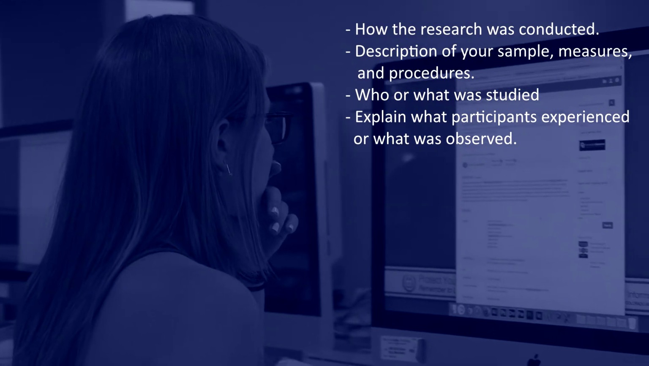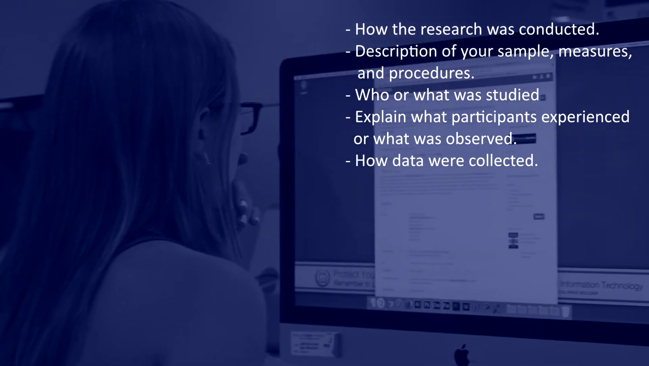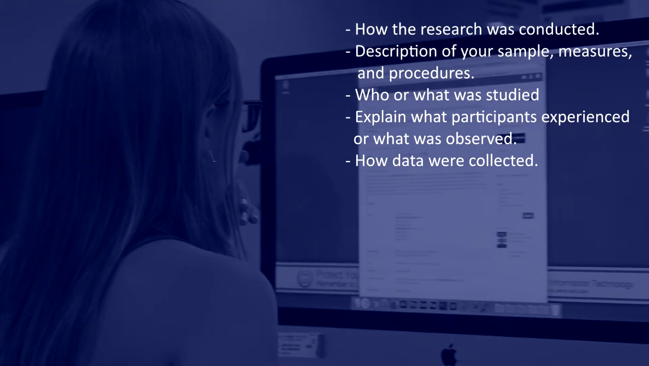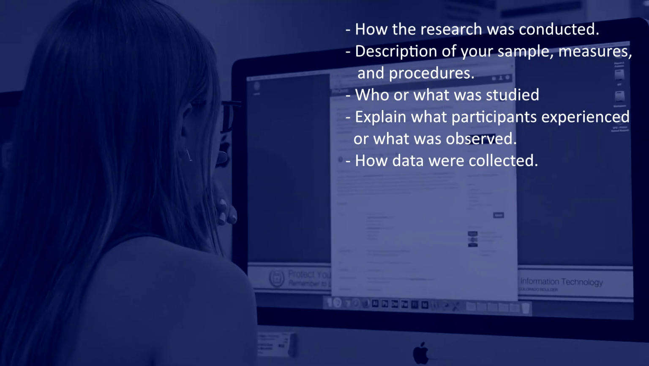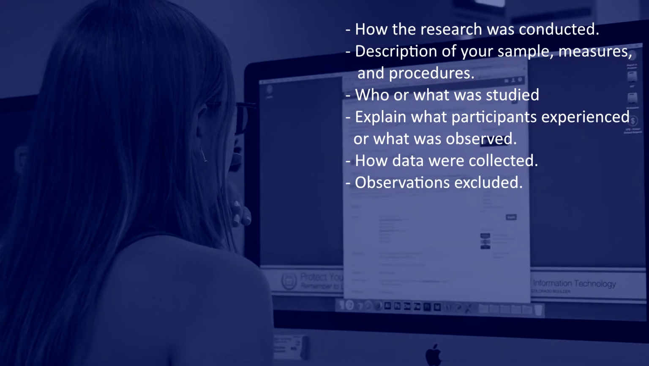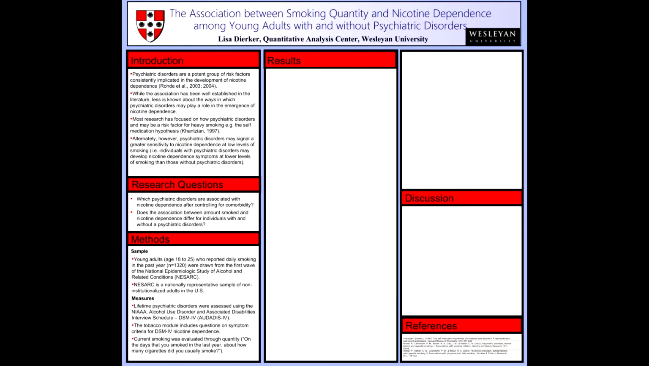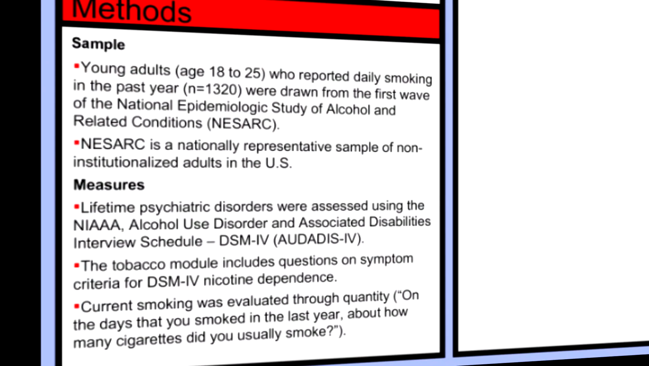Explain what participants experienced or what was observed. Discuss whether data were collected by surveillance, survey, case study, or another method. It's also important to mention observations excluded from your analyses, if any. In the measures portion of the methods section, describe the measures, that is, variables or survey items, for your participants or observations. This is a very brief but successful measures section.